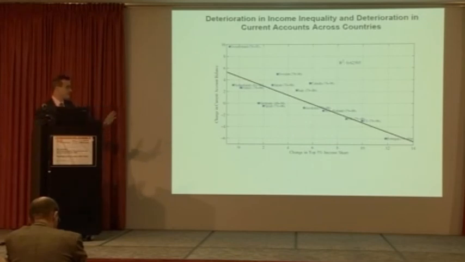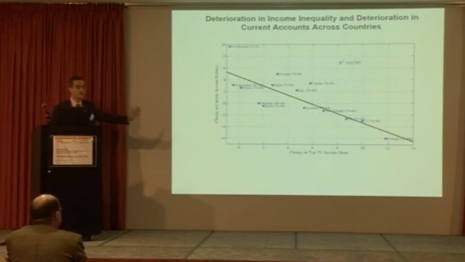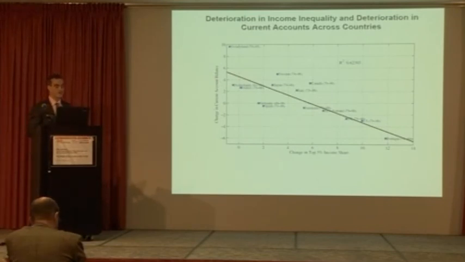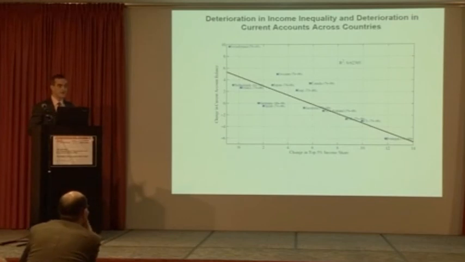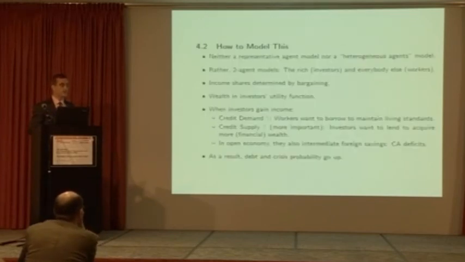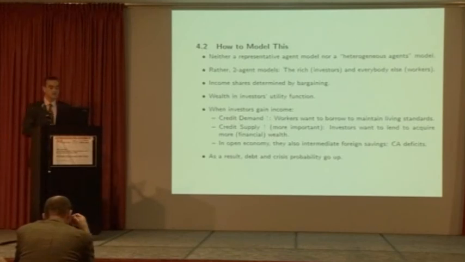Okay? Now, the other thing that we notice is that most countries lie to the right of zero, so income inequality has deteriorated almost everywhere. Right? And so that's the more recent paper that we've written about that, which tries to explain this open economy aspect. And it goes beyond just a simple scatter plot. We do empirical work, and we show that this negative relationship survives after controlling for various other variables. So what you need for that is not to have a representative agent model, of course. Right? So you need a two-agent model, and we model that as the rich, the investors, and everybody else, the workers. And there's a bargaining game over wages, and there's wealth in investors' utility function.